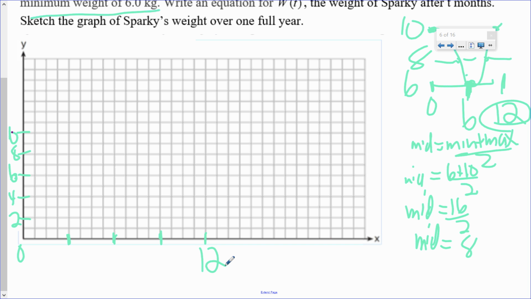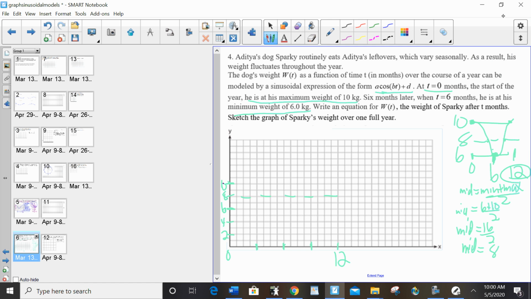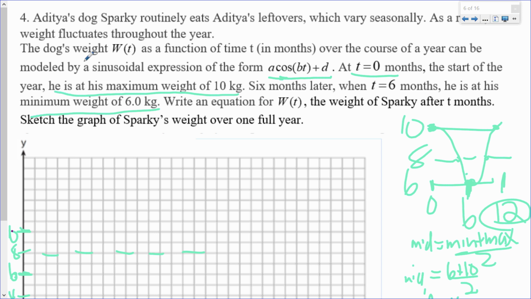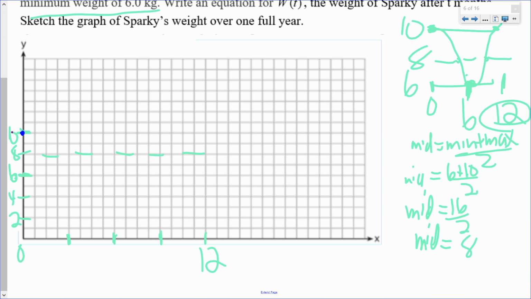My midline is 8. Looking at my little picture, my max is 10, my min is 6. Now I'm going to draw my positive cosine, so I'm going to get a different color. And there it is.